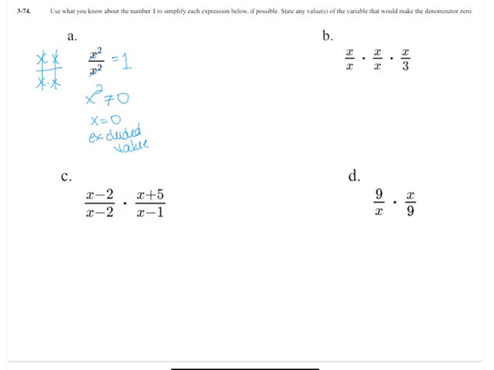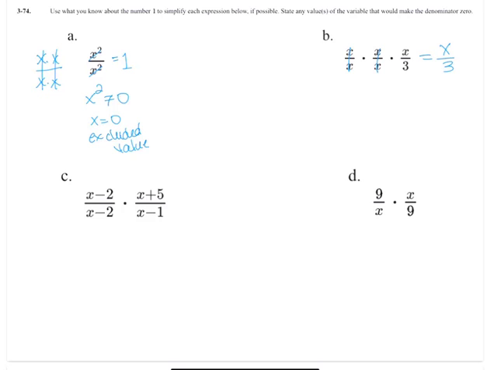So let's look at B. So on B, x over x, it's a term over a term, so we know that's going to be 1. X over x, we know that's going to be 1. And then we still have our x divided by 3. Can we simplify that any farther? Nope. So to simplify this as far down as possible, we're going to get x divided by 3. But what do we need to look at? We need to look at our excluded values. So we got to look at our denominators.